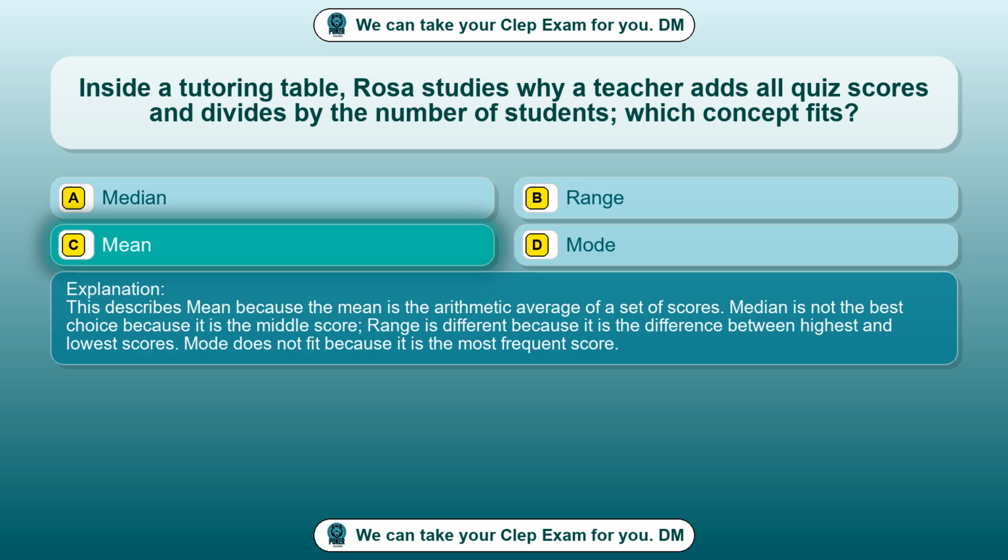This describes mean because the mean is the arithmetic average of a set of scores. Median is not the best choice because it is the middle score. Range is different because it is the difference between highest and lowest scores. Mode does not fit because it is the most frequent score.